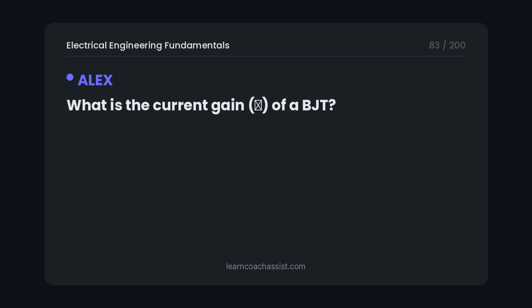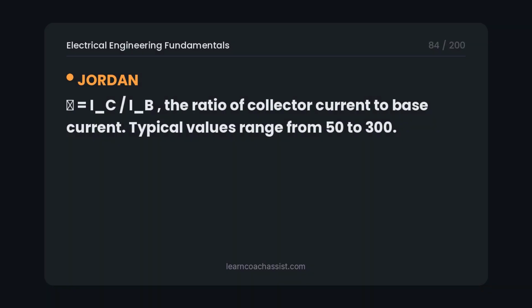What is the current gain, beta, of a BJT? Beta equals I_C/I_B, the ratio of collector current to base current. Typical values range from 50 to 300.